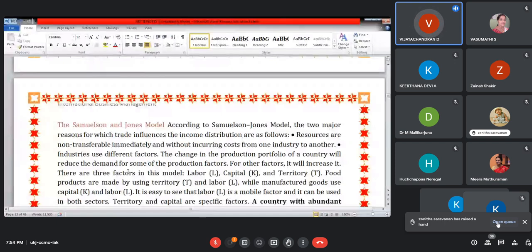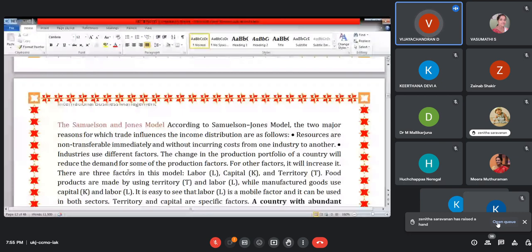Say for example, I'm talking about land and natural resources. In the Gulf countries, crude oil is available, but that cannot be transferred to another country. Natural resources cannot be moved to another country. But if you have capital, yes, you can lend the money to another country. So trade is purely based on the factor. So this is factor theory. The resources that are non-transferable will be the major reason for international trade.